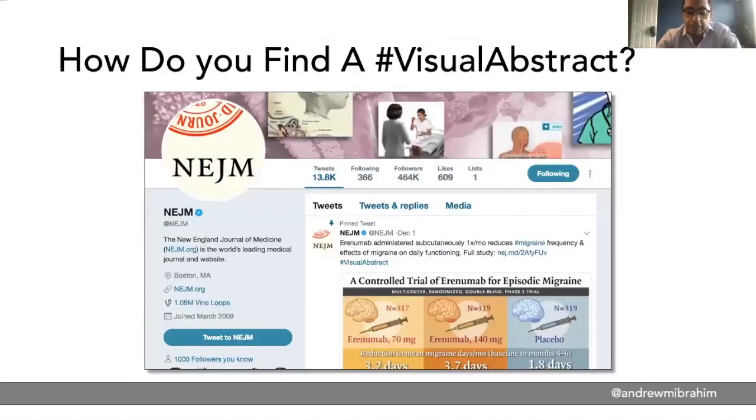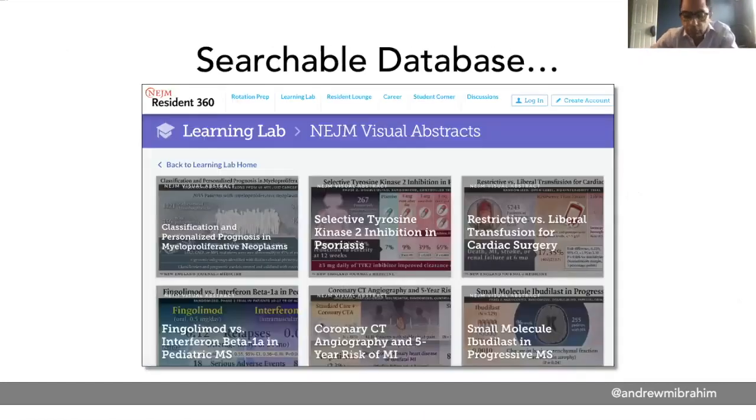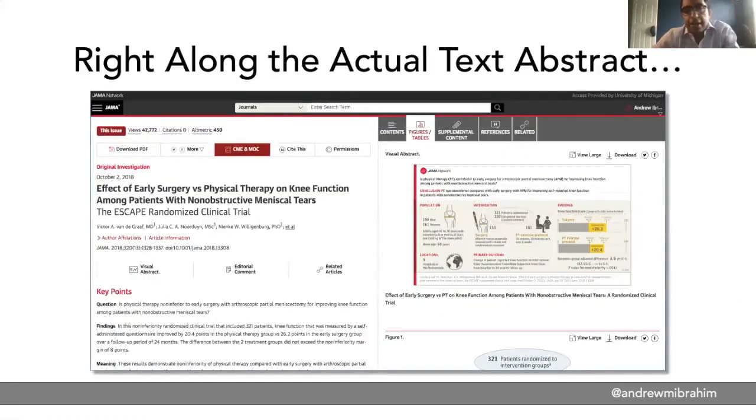So how do you find visual abstracts? For the most part, there's almost 100 academic journals who've adopted this, and they've primarily been sharing it on their social media pages. The New England Journal last year created their own searchable database of visual abstracts. That's basically like a visual abstract PubMed. JAMA has integrated it into the article itself. So if you look at JAMA articles, if they have a visual abstract, there will be an icon there in the corner, and it'll be listed under the tables and figures. So it's mainstream, integrated right into the work.